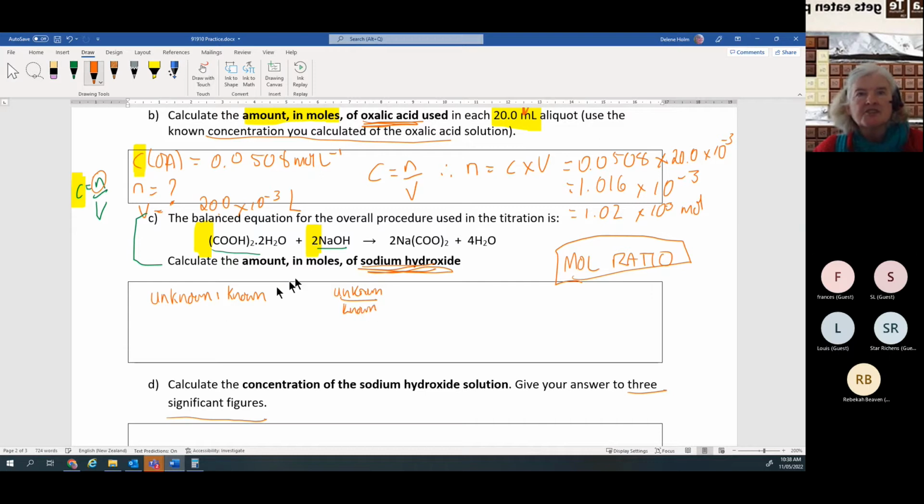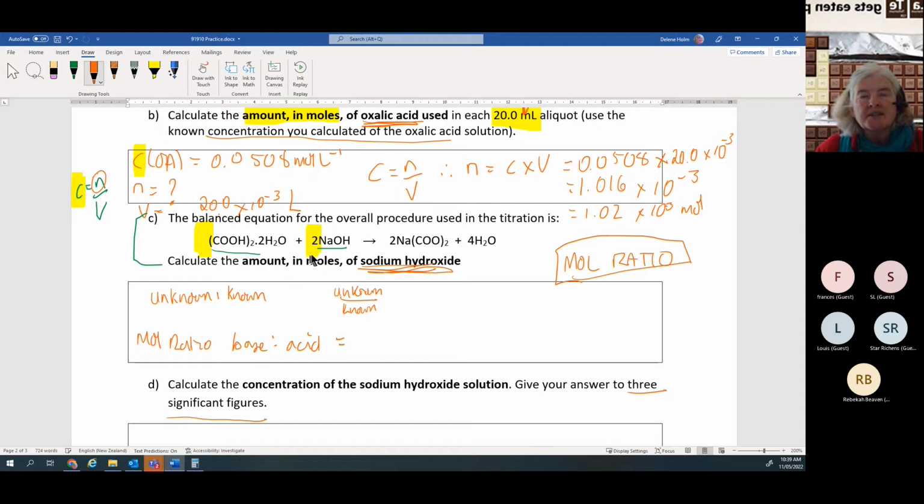So what you would say is, okay, my mole ratio of acid to base is, and I go, what is it? Sorry, the unknown is the base. So I'm going to do the base to acid because I want my unknown first, and the unknown is what I'm calculating, which is the base. So it's base to acid.